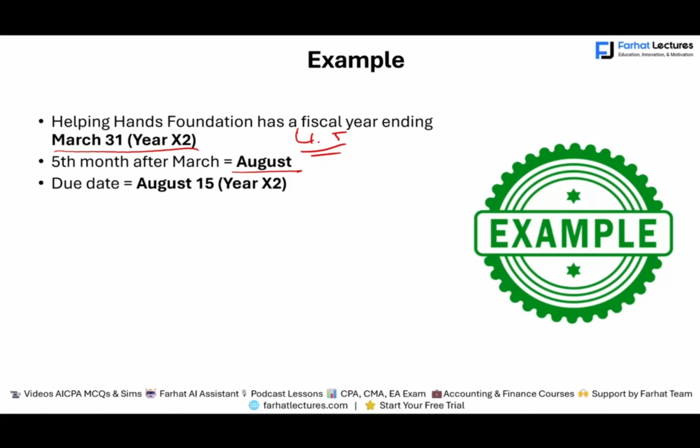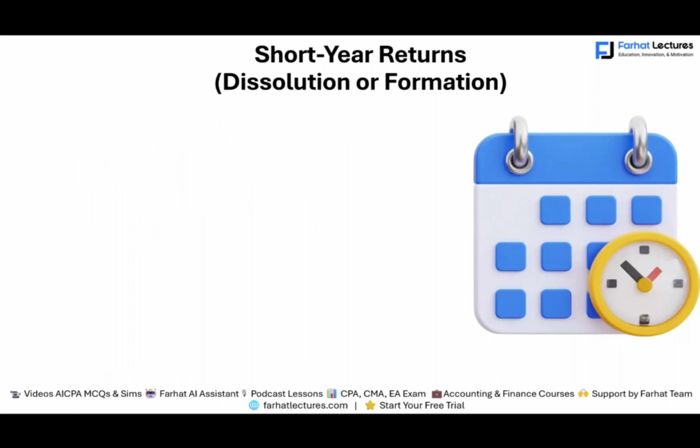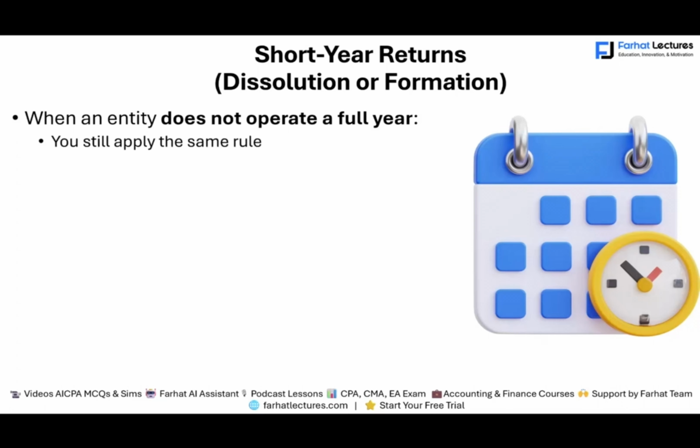Short year tax return, when do we have this? We talked about this when we talked about the tax year. It's when the entity is formed or when the entity is dissolved, liquidated, gone. When an entity does not operate a full year, you still apply the same rules. Count months from the end of the short tax year.